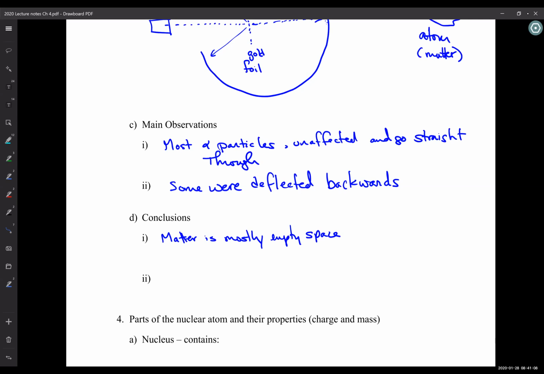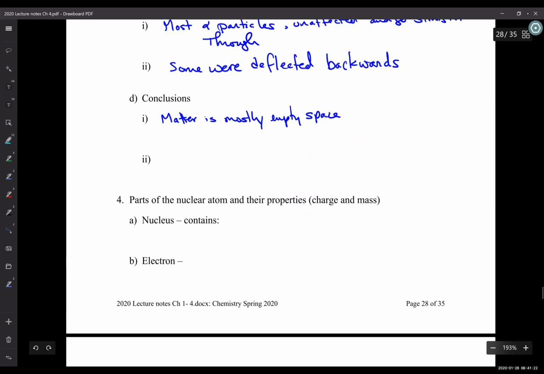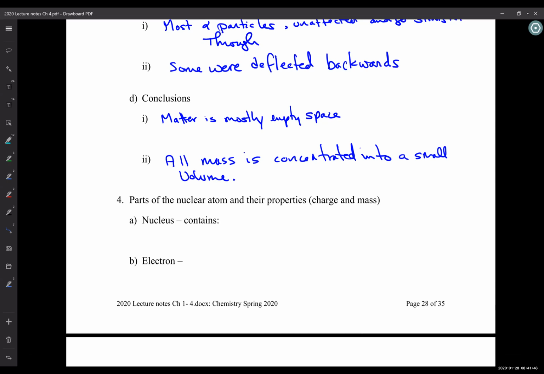The conclusion from that is that all the mass of matter is concentrated into a small spot. So what matter there is, besides the empty space, is all concentrated into a small spot. So all mass is concentrated, and I'm going to use more sciencey words, into a small volume. That means what? It's really dense, right?